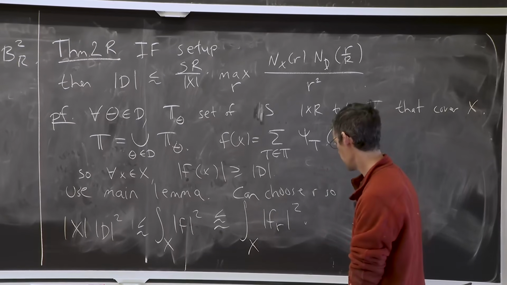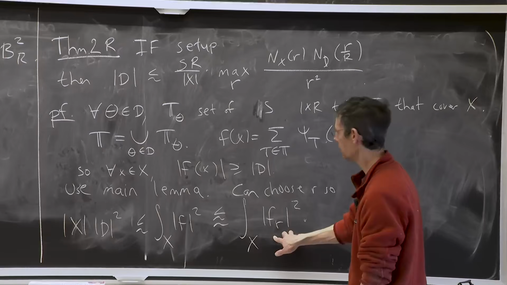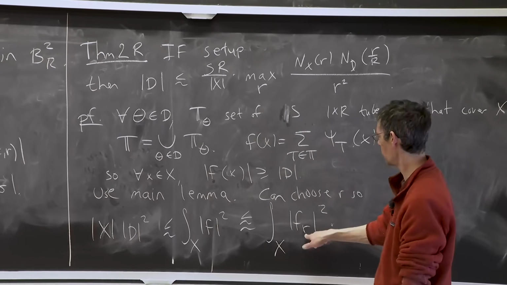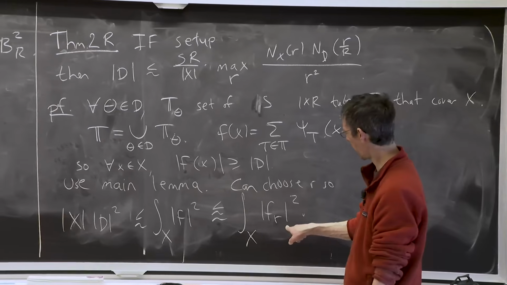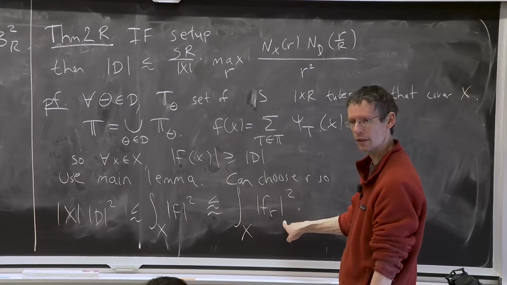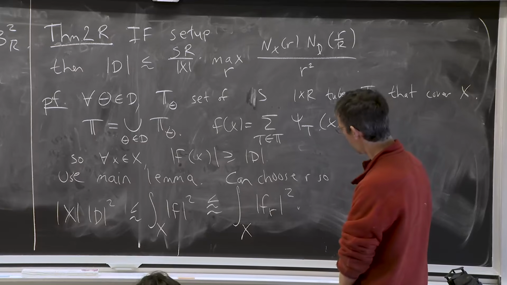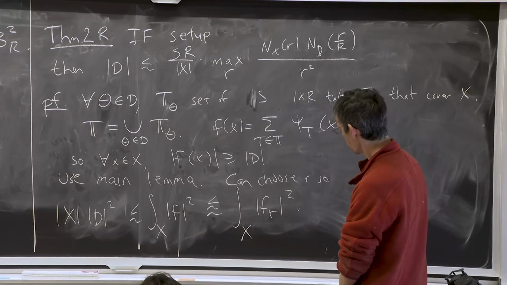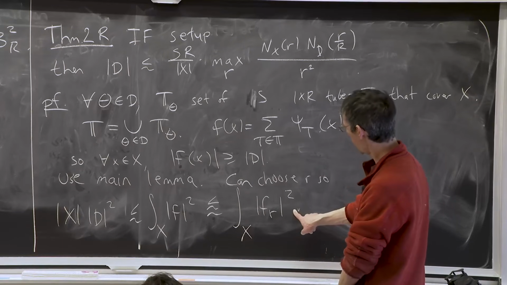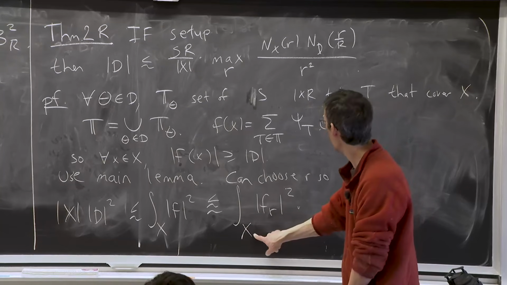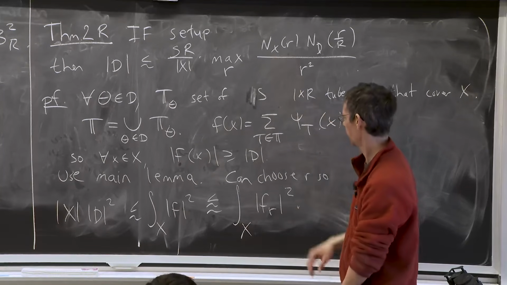Now, the first thing I might try here is, if you look at the statement of the main lemma, it has an upper bound for the L2 norm of FR. And I could plug in that upper bound, and I would get something out of that. But that's not the optimal thing to do here. Well, depending on what we know about x.